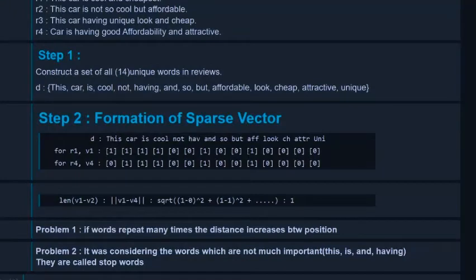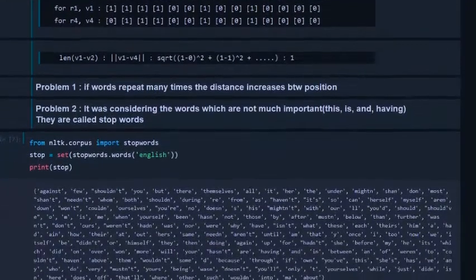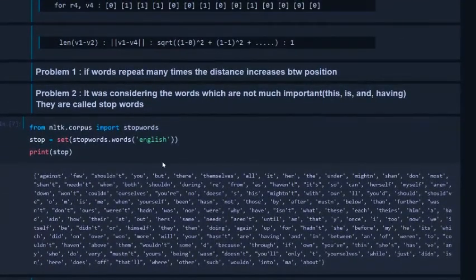Now these words, like "the", "this", "is", and "having", are called stop words in the English language. There are several words like that which are considered stop words. We have a library for that.